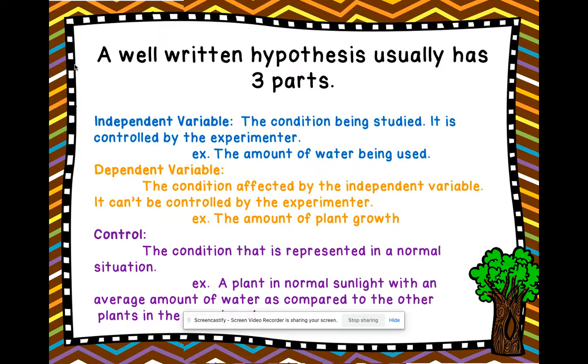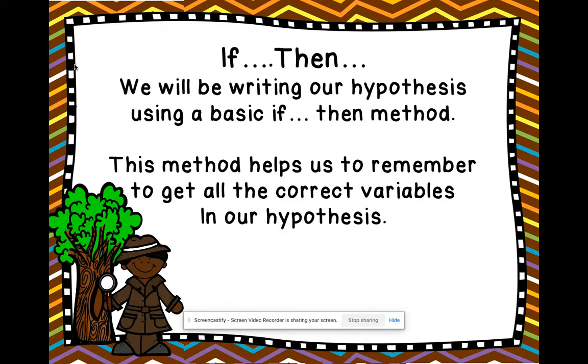The independent variable is what you're counting, the number of drops. Also in science, we have a control, the condition represented in a normal situation. Example, a plant in normal sunlight with the average amount of water compared to the other plants.